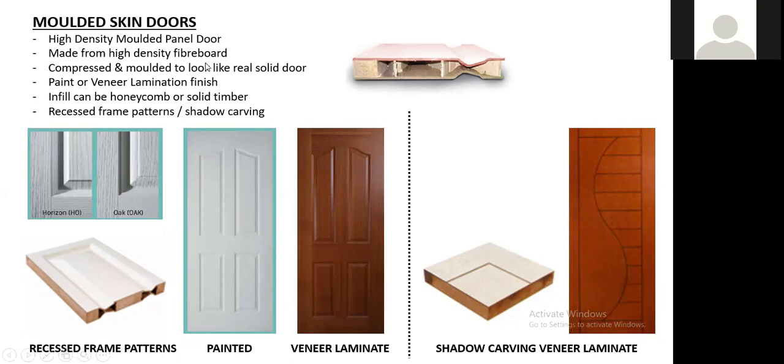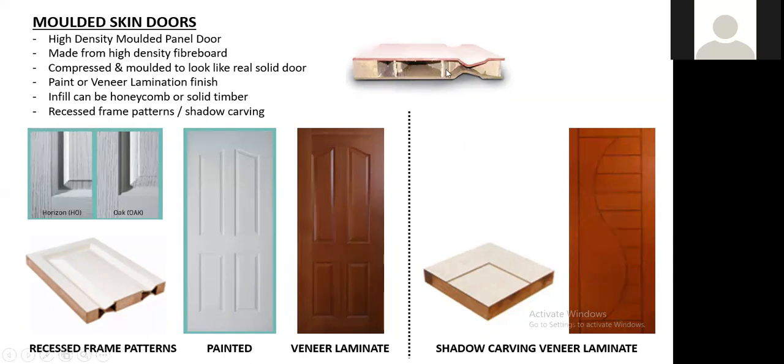Molded skin, as I mentioned, is a substitute for those conventional hardwood doors. Sometimes you may want a bit of a conventional or traditional design for your doors, so it may not be so dull, maybe for some bungalow jobs. They use a high density molded panel door, made of HDF, compressed and molded to look like a real solid door. So it is compressed to have these kinds of patterns. It can be painted or veneer lamination. This one is painted, you can see on the left it is painted, and the right hand side could be laminate.